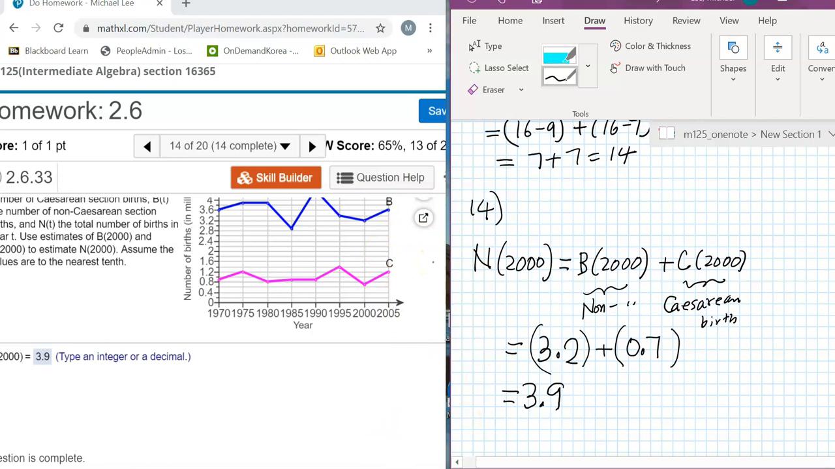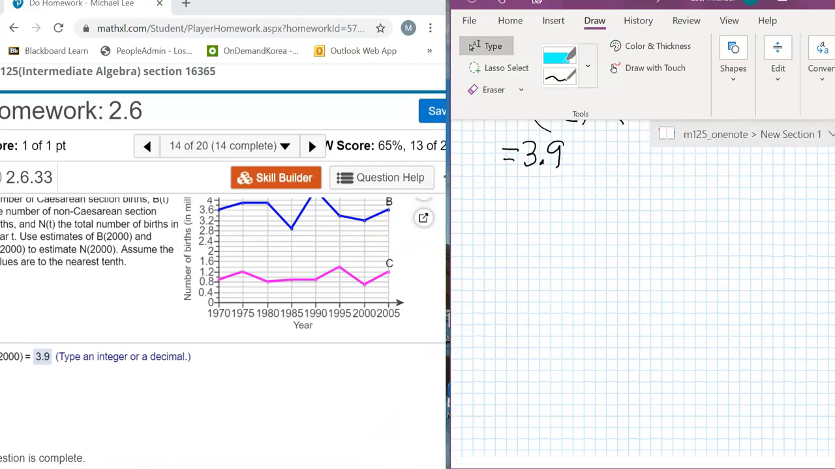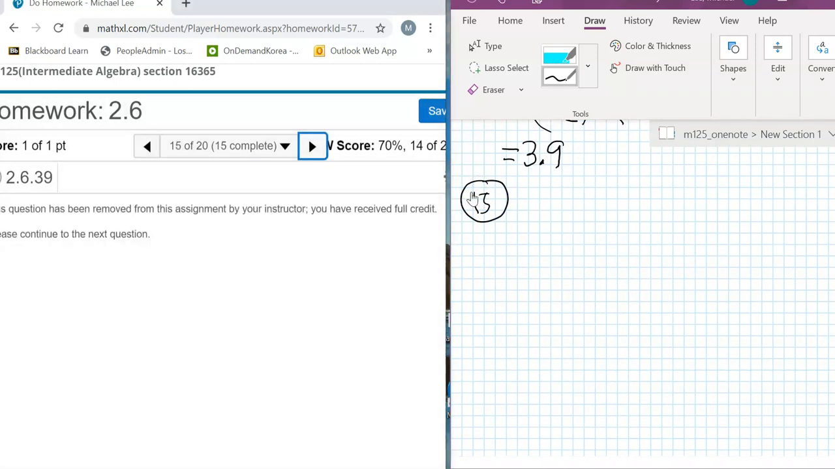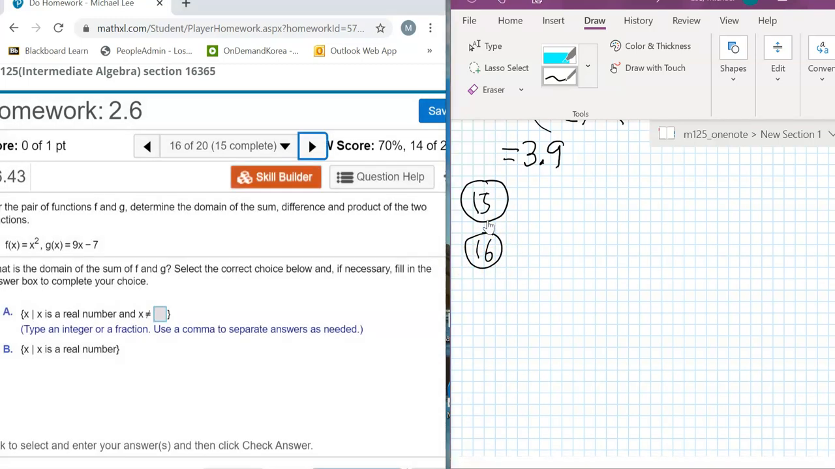And then number 15. So number 15 is, well, we skipped 15. So let's go to 16. 16 is here.